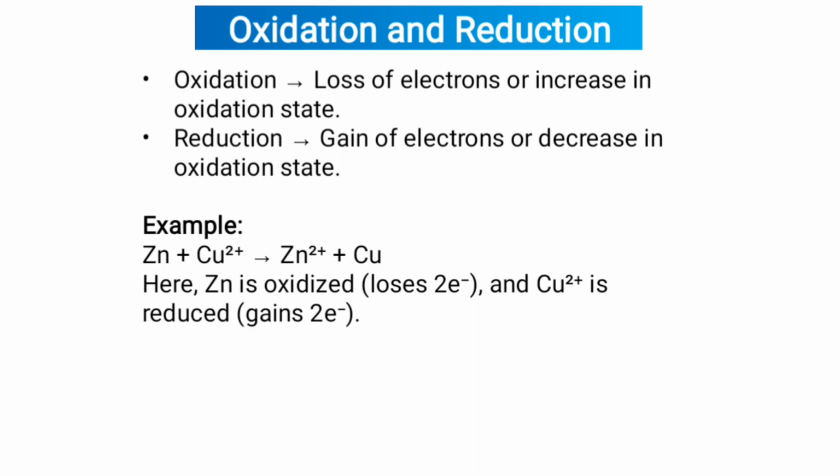Recall of oxidation and reduction. Before we move forward, let's quickly recall. Oxidation means loss of electrons or increase in oxidation state, and reduction is gain of electrons or decrease in oxidation state. Example: zinc plus copper ion gives zinc ion plus copper. Here zinc is oxidized, loses 2 electrons, and copper ion is reduced, gains 2 electrons.